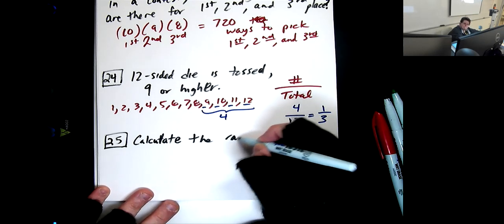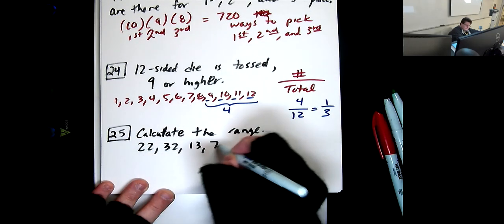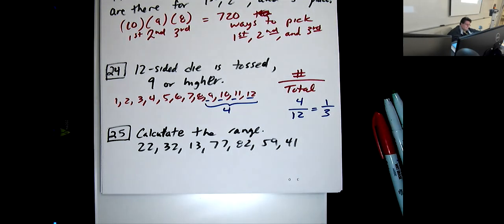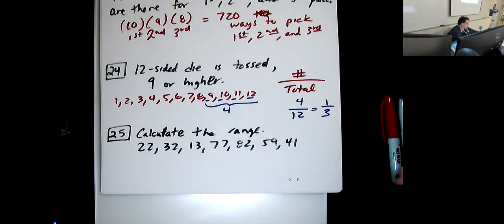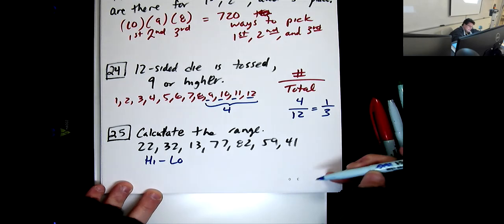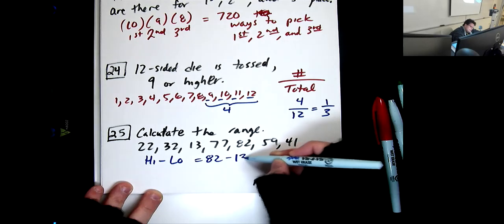Calculate the range. You know this one? I can't remember if it's the space in between or the two quarters. The range is the high minus the low. Okay, that's what I thought. It looks like the highest number here is 82, and the lowest number here is 13.